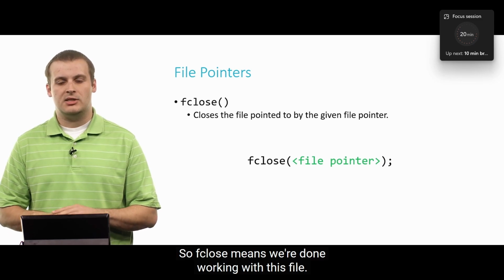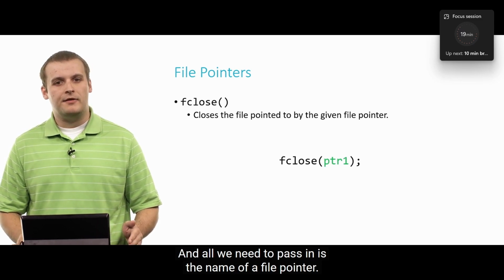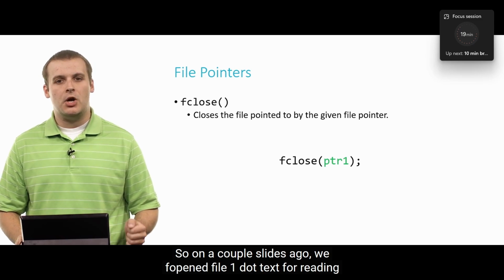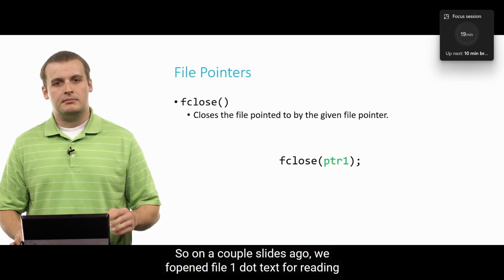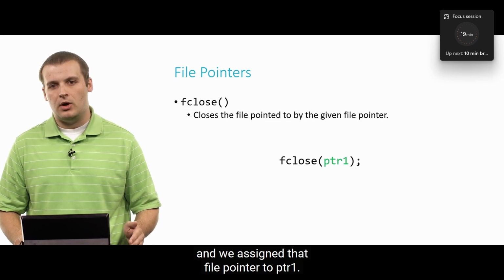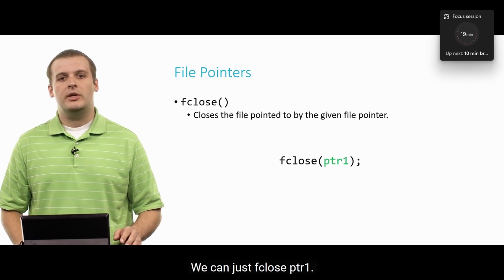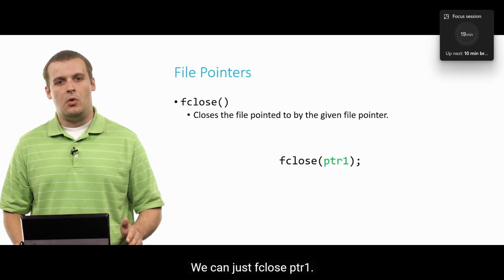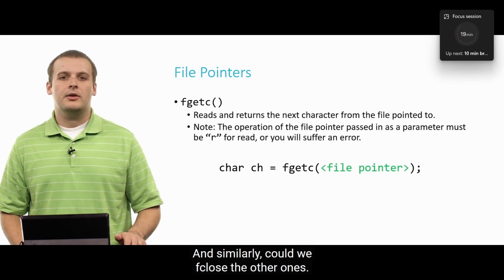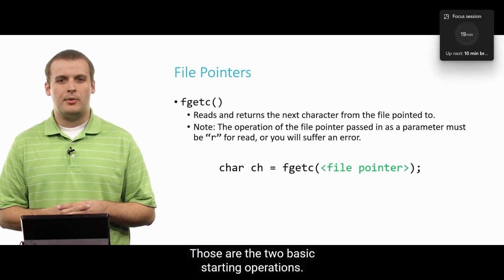So fclose means we're done working with this file, and all we need to pass in is the name of a file pointer. So a couple slides ago, we fopened file1.txt for reading, and we assigned that file pointer to ptr1. Now we've decided we're done reading from that file. We don't need to do any more with it. We can just fclose ptr1, and similarly we could fclose the other ones. All right, so that's opening and closing. Those are the two basic starting operations.